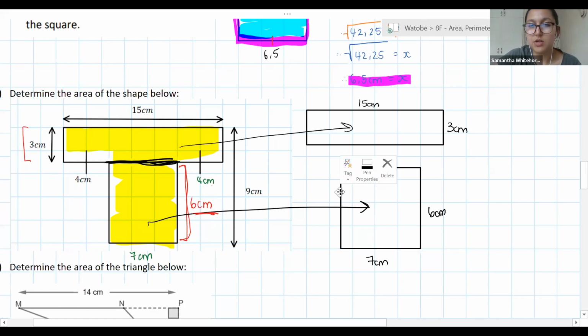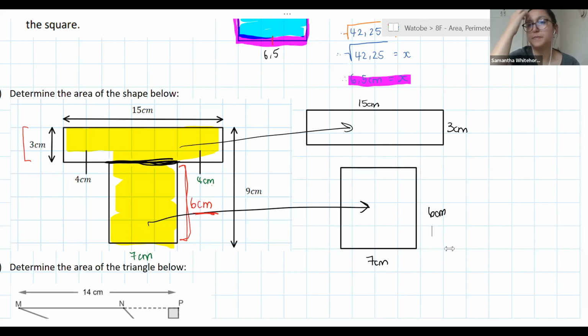I'm seeing a lot of 39s. I'm not too sure where we're getting that, but just be careful. Make sure you are working with the correct dimensions and the correct shapes. I'm going to give everyone another minute or so.